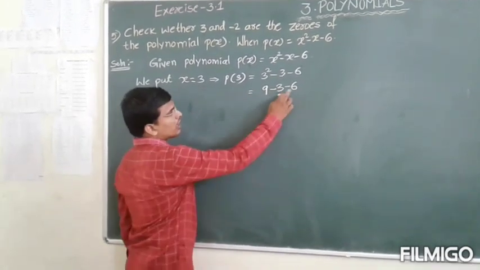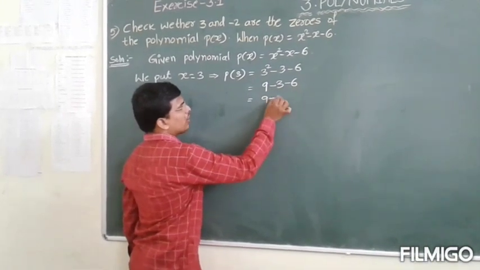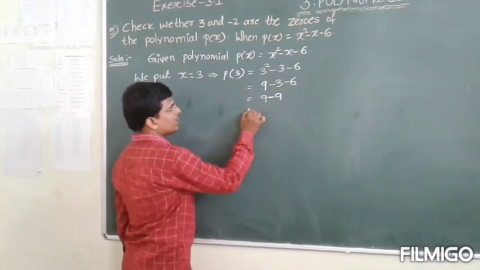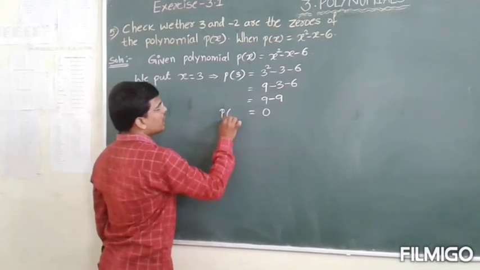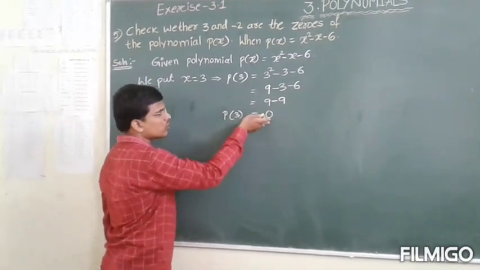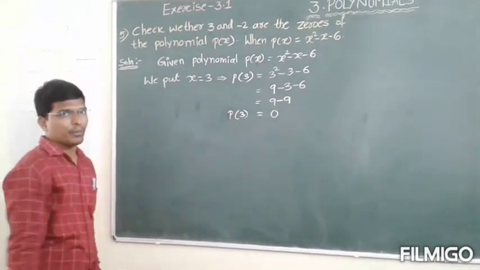If you observe, both are negative terms. So first add them: minus 3 minus 6 is minus 9. So plus 9 and minus 9 both will be equal to 0. So when I substituted 3 in the given polynomial, the whole polynomial value is equal to 0. Then I can say 3 is a zero of the given polynomial.